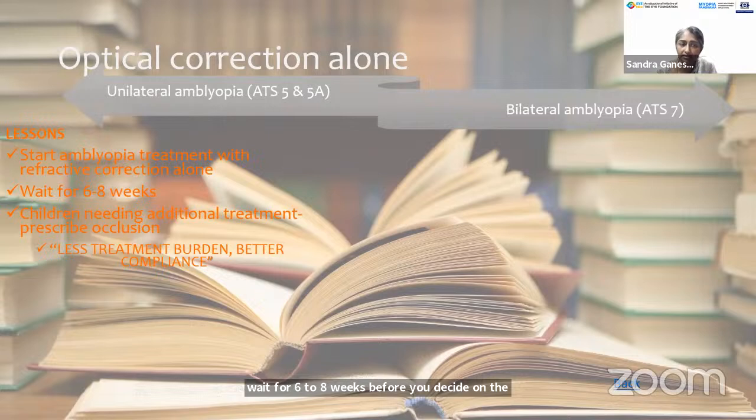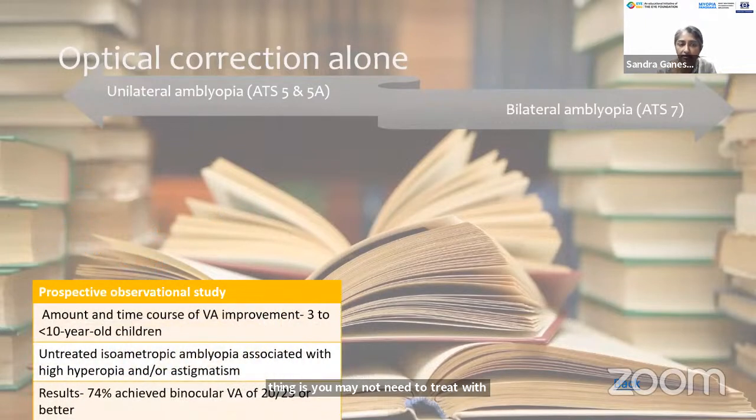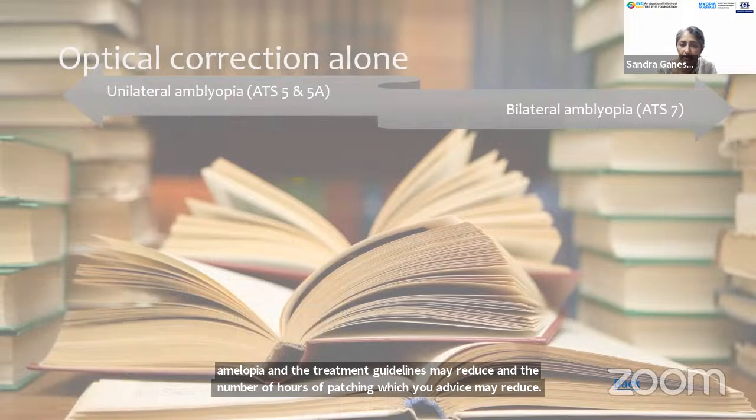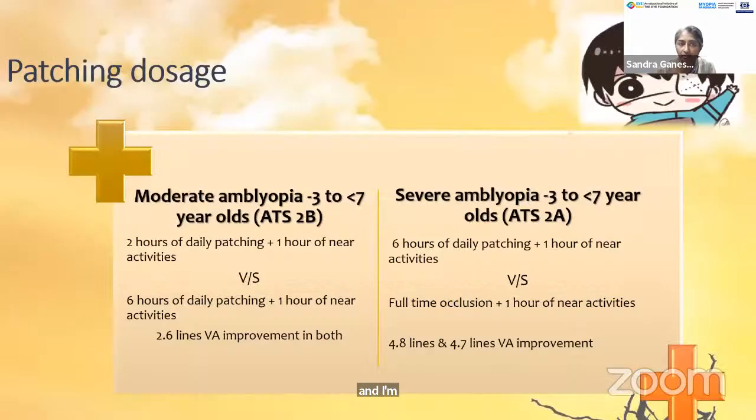Because one thing is, you may not need to treat with occlusion at all. Secondly, you may be looking at a lesser degree of amblyopia, and the treatment guidelines may reduce, and the number of hours of patching which you advise may reduce. A similar thing was observed both in isoametropic and ametropic amblyopia. So optical correction may improve. Wait for a period of 1 to 2 months before you start with your patching.